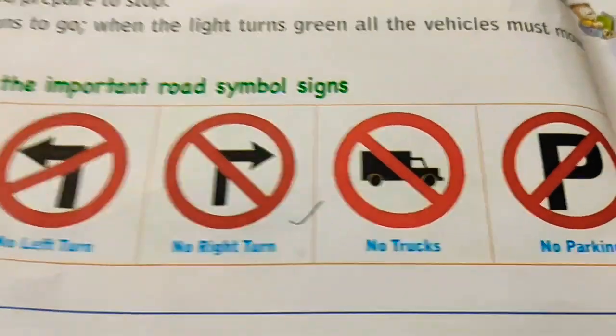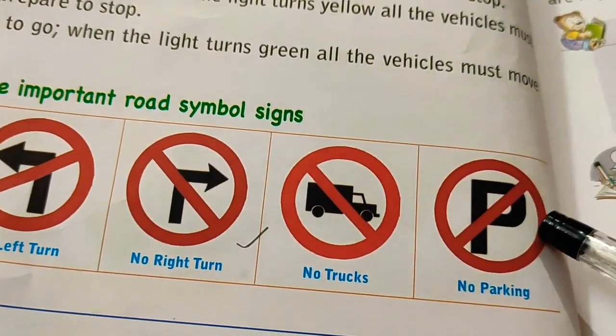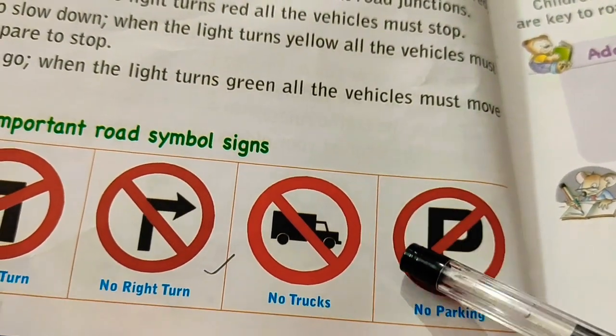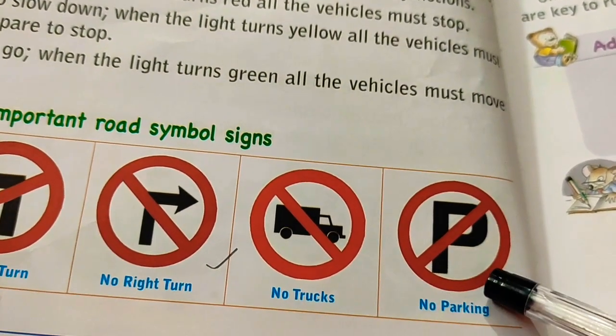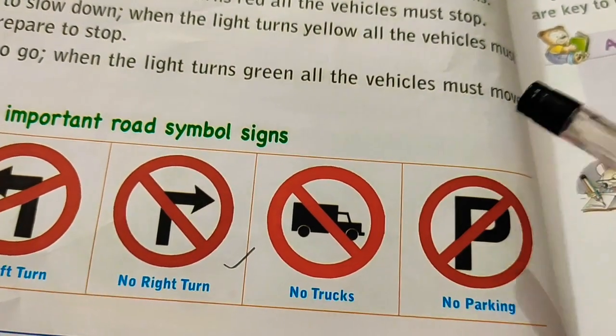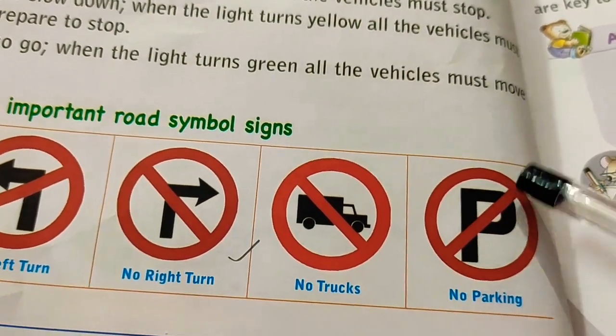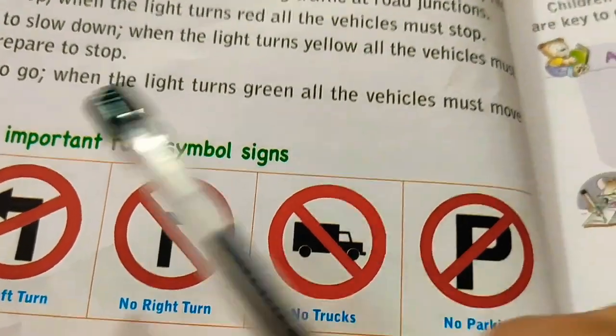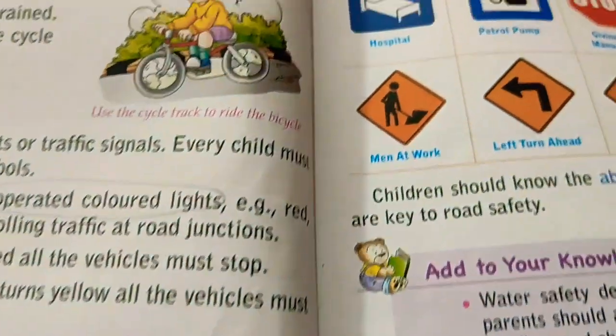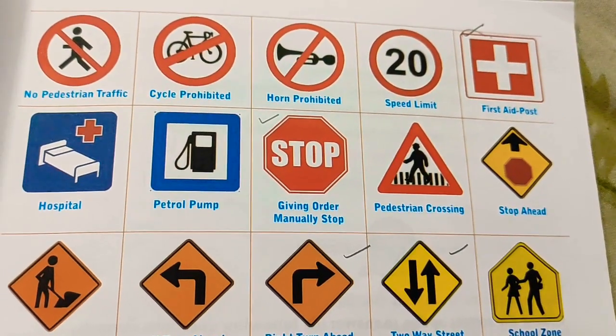No trucks. If in any particular area you find any particular road, on a particular road you find this type of symbol, that means there should be no parking. If P is written, that means parking. If P is crossed, that means no parking. Okay. Now let's see the next one, children.